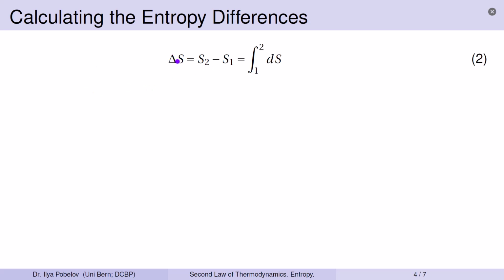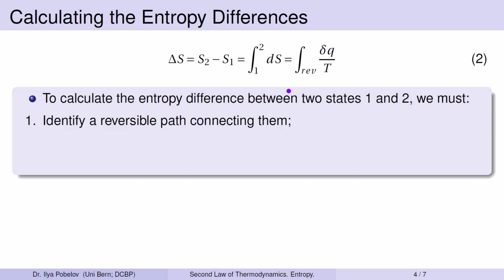So, how can we calculate the entropy difference between two states, 1 and 2? The finite difference in entropy between any two states, 1 and 2, is calculated as an integral of dS along a path connecting these states. From the definition of entropy, we infer that to calculate this difference, we must first identify a reversible path connecting the states. Then we must integrate the infinitesimal change of the exchanged heat divided by the current value of the absolute temperature along this reversible path.